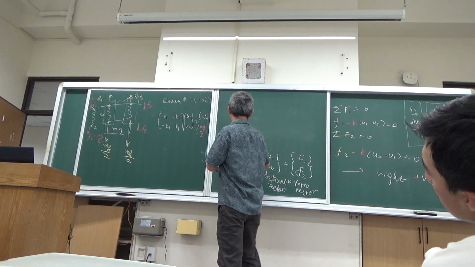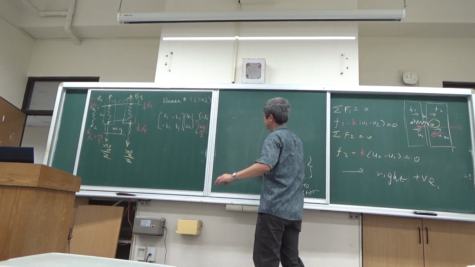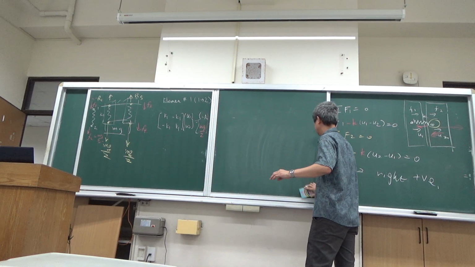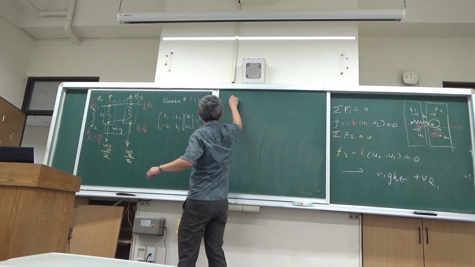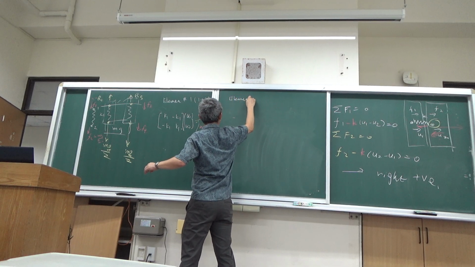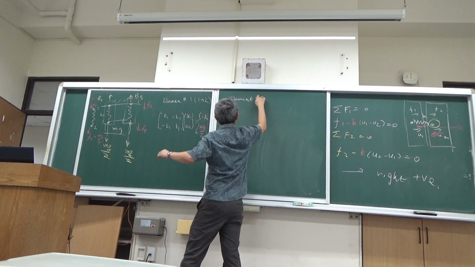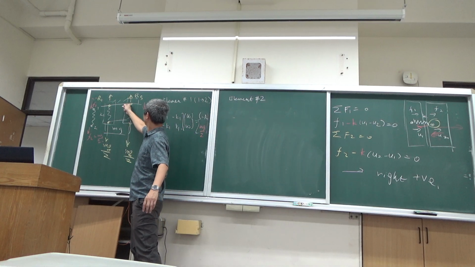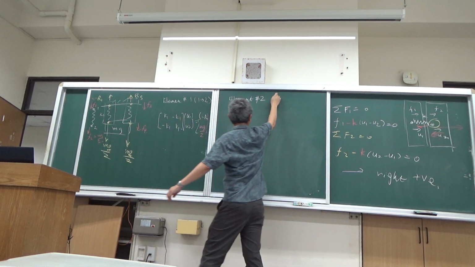And then likewise, how about the equation for element 2? For element 2, you basically have node 3 connected to node 4.